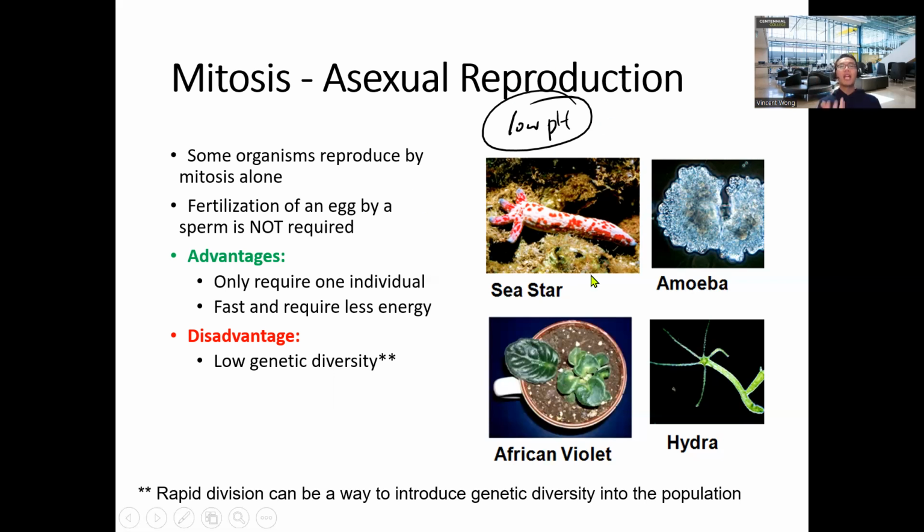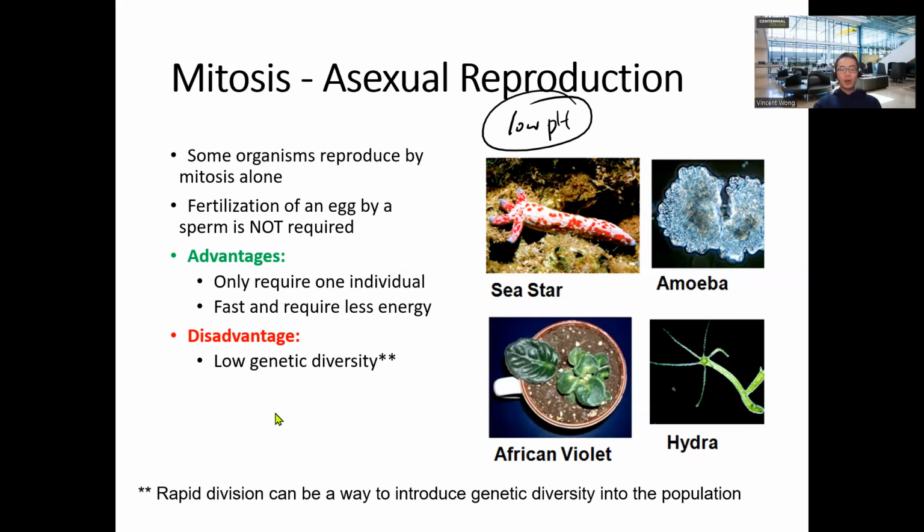There's no genetic variation within the population. There's no room for evolution that we talked about, right? So that could be a big disadvantage. But it's not all gloom and doom. We also learn about the fact that rapid division can be a way to introduce genetic diversity.